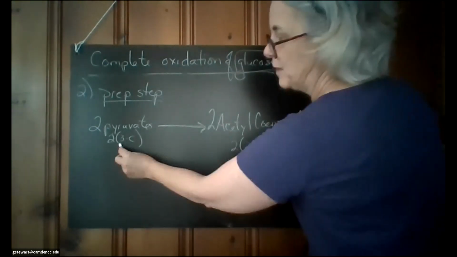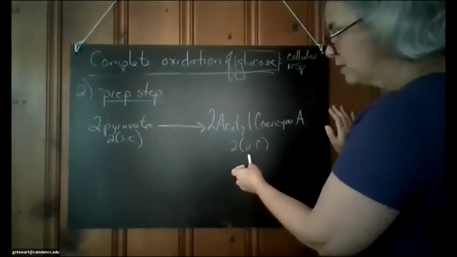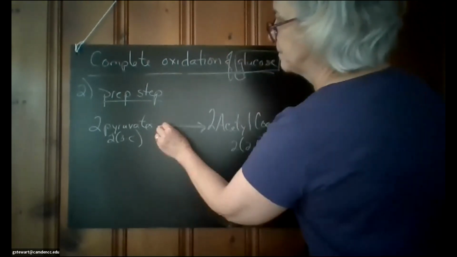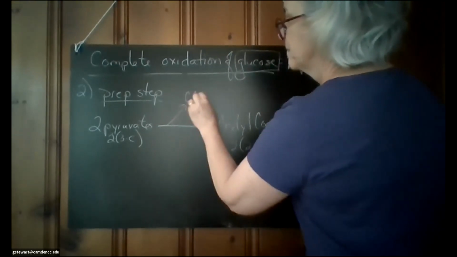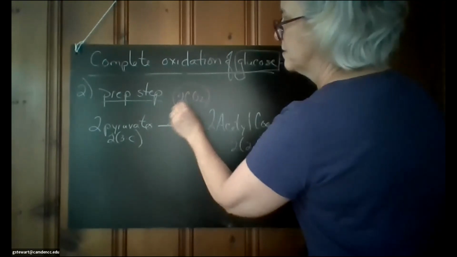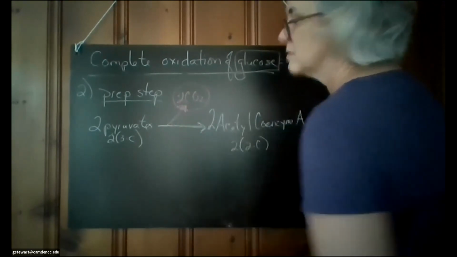Now, because we have 6 carbons over here, but only 4 carbons over here, we must have released some carbon dioxide. I'll make them pink. And I'll put them in a circle. That's usually what textbooks do for whatever reason. Carbon dioxide is always in a circle.